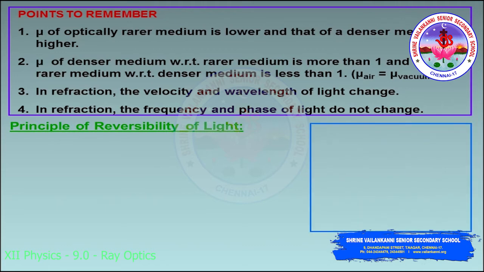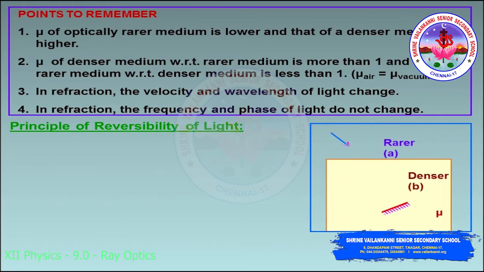Now what is the principle of reversibility of light? The principle of reversibility of light says that if the final path of a ray of light, after it has suffered maybe several reflections or refractions, is reversed, it traces its path exactly.